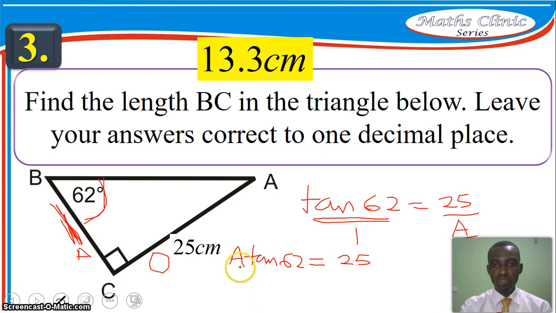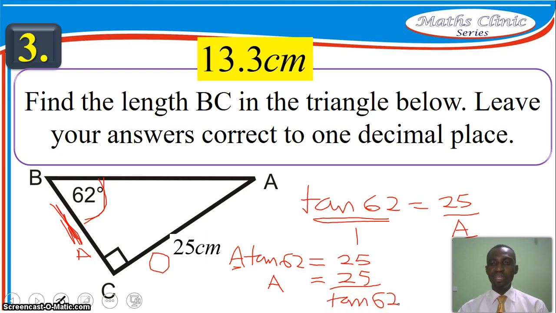Since we want to make A the subject, we divide both sides by tan 62. So we are going to have 25 divided by tan 62. With your calculator, if you divide 25 by tan 62, you should get an answer 13.83 something, and more digits will follow. But since we are leaving our answer in one decimal place, we can have our answer as such.